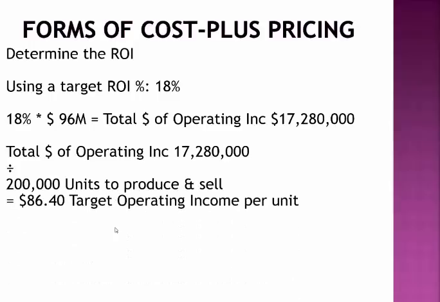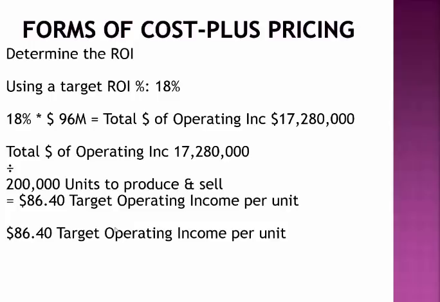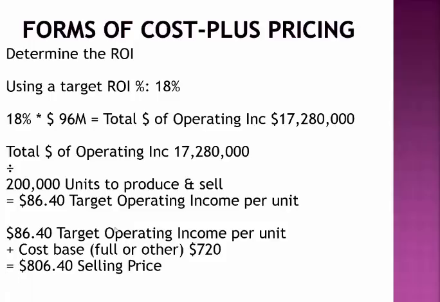to add $86.40 to the cost base of each one of those. Alright, so $86.40 in target operating income per unit needs to be added to the cost base in order to get the selling price. Okay, so $86.40 plus our cost base, whether that be full or some part of full, depending on what we are doing, long range planning, etc. $806.40 would be our selling price.